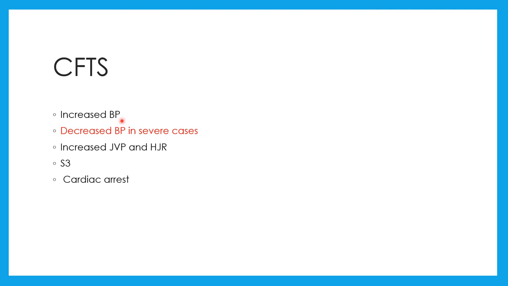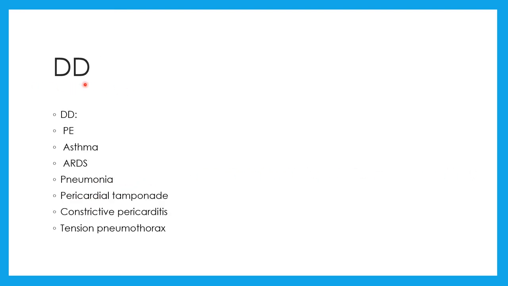There may be increased blood pressure. Decreased blood pressure could be the case in severe cases, with increased jugular venous pressure and hepatojugular reflux or abdominojugular reflux, S3 gallop, and there may be cardiac arrest and death. What are the possible differential diagnoses here? Maybe pulmonary embolism, asthma, acute respiratory distress syndrome, pneumonia, pericardial tamponade, constrictive pericarditis or tension pneumothorax.